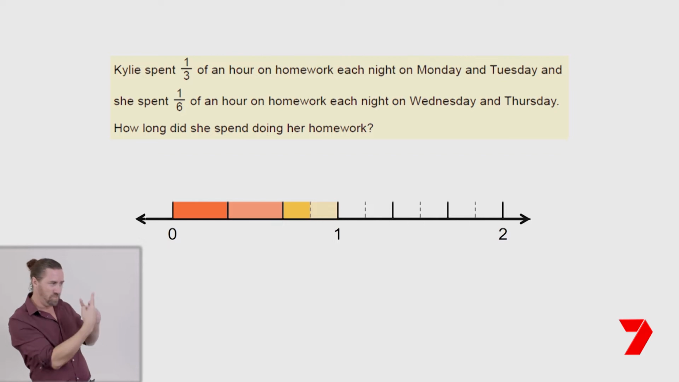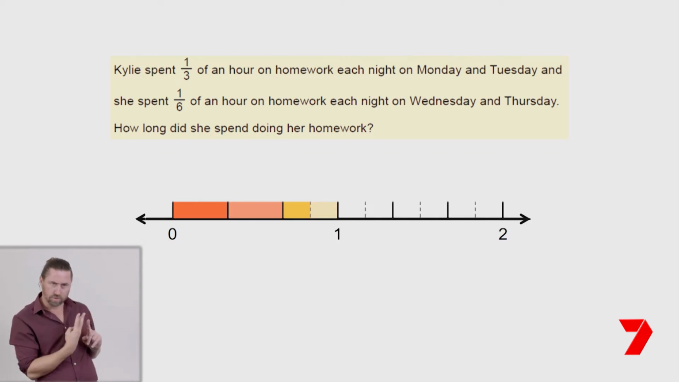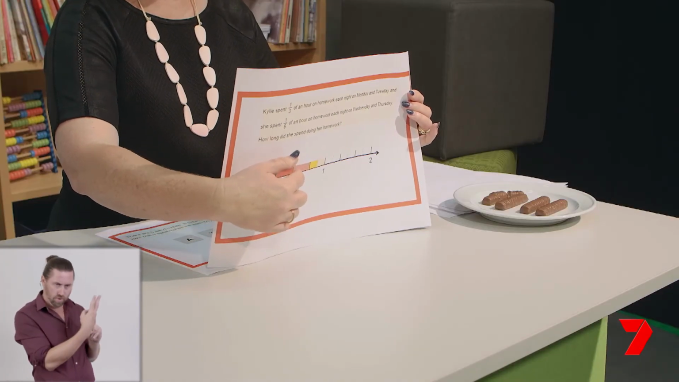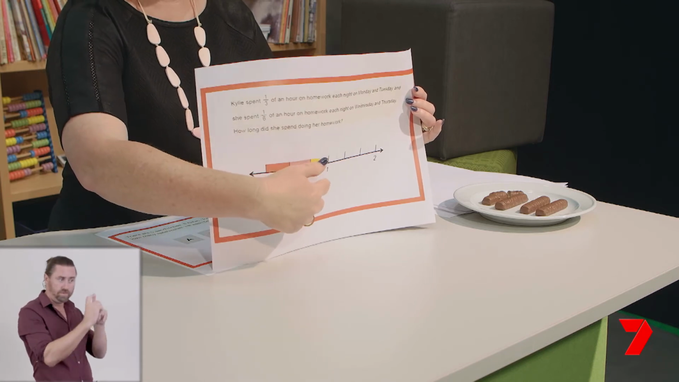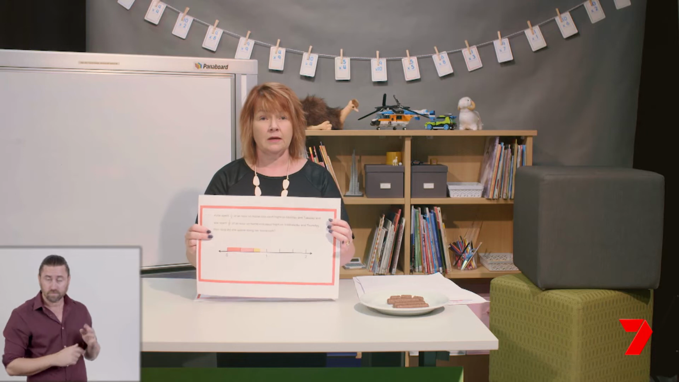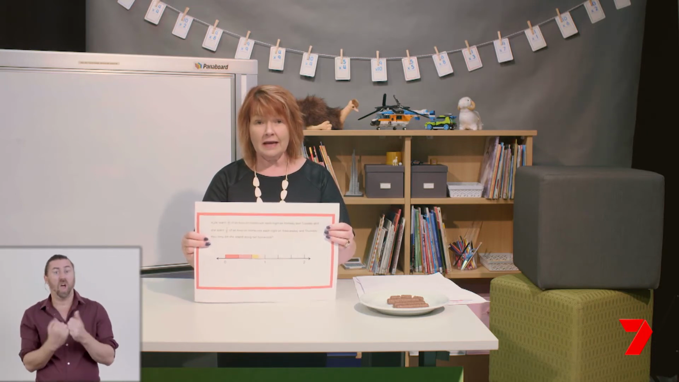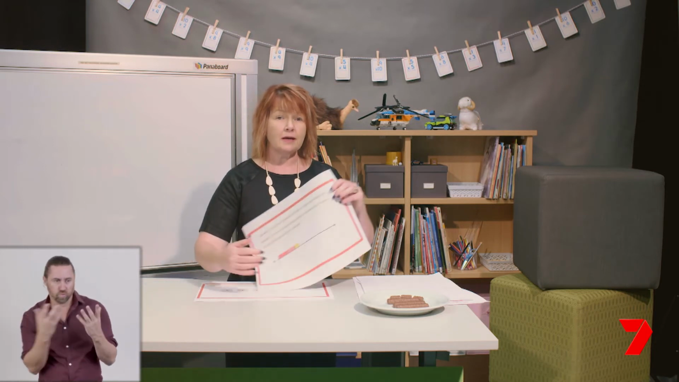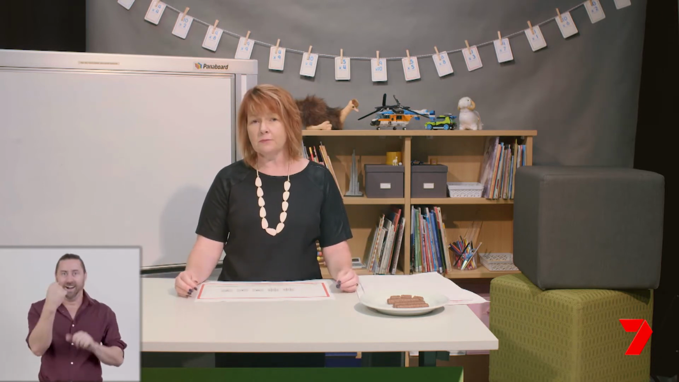So now I can use this to count along 1/3 of an hour for Monday and Tuesday. There's Monday, there's Tuesday, and 1/6 of an hour for both Wednesday and Thursday. Here's Wednesday and Thursday. So Kylie ended up doing 1 hour of homework. Remember, we use diagrams and number lines in maths to help us get the answer. They're such an important skill to practice.